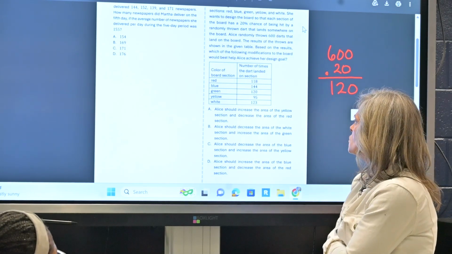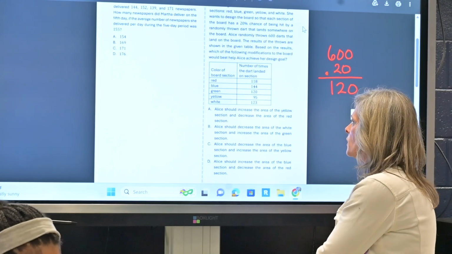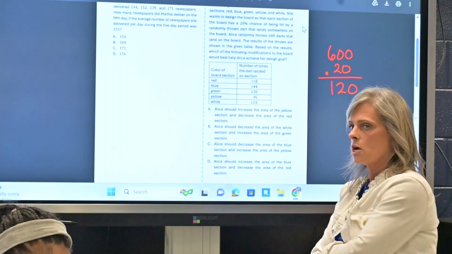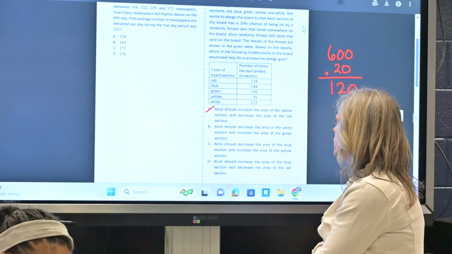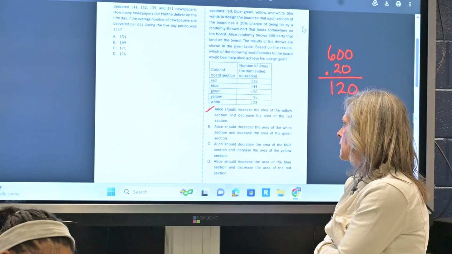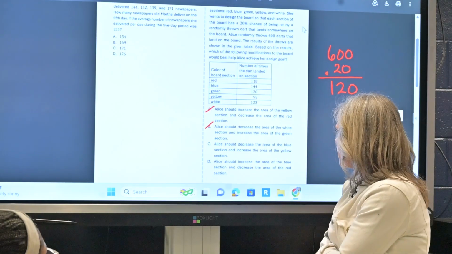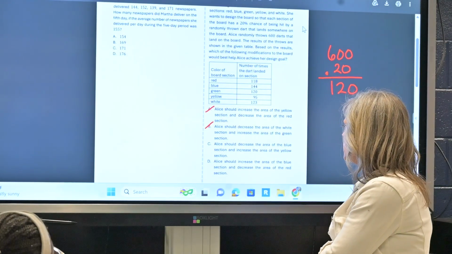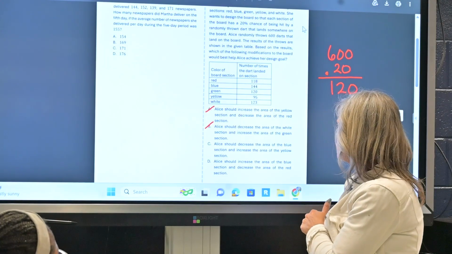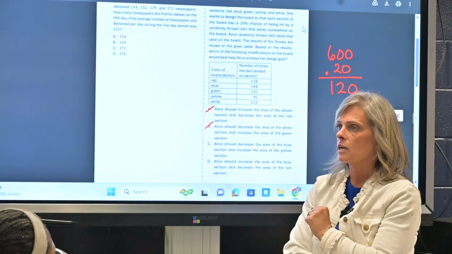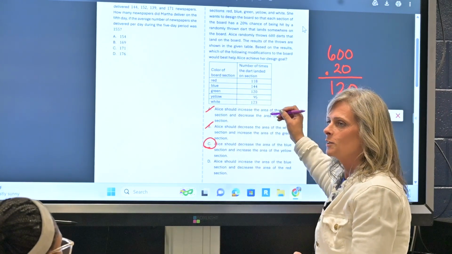So A says Alice should increase the area of the yellow section and decrease the area of the red section. No, I don't like that one either. Alice should decrease the area of the white section and increase the area of the green section. No, I don't like that either. Alice should decrease the area of the blue section. So far that's good, right? And increase the area of the yellow section. Yes, that's right.